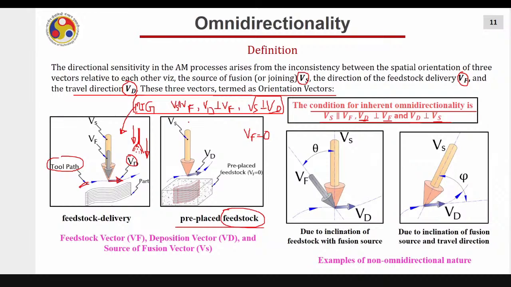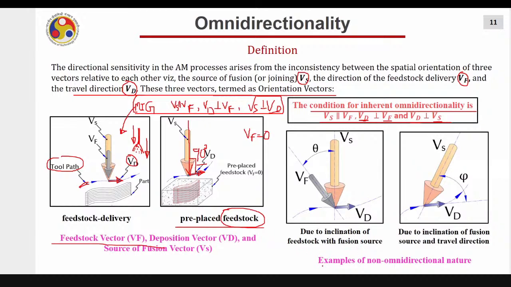And assume that there is a laser coming from the vertical and you are going in this direction, the Vd direction. If the laser is coming vertical and you are moving on a plane and always the angle is maintained at 90 degrees, then of course the process will be omnidirectional. But if it is tilting, it won't be. And that is the major reason. And so you got the examples of omnidirectional systems.